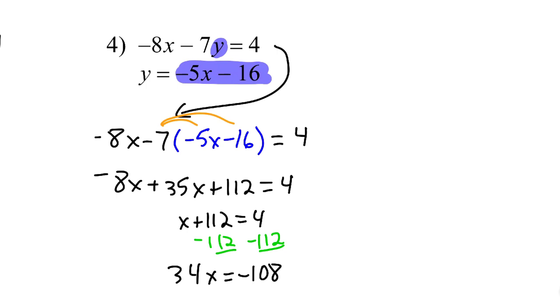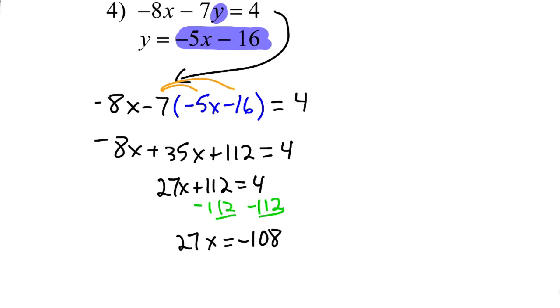So now it's negative 8x plus 35x, which is going to be a positive 27x. And now that looks better, because when I divide both sides by 27, I get x equals negative 4. And so that is going to be my solution for x.